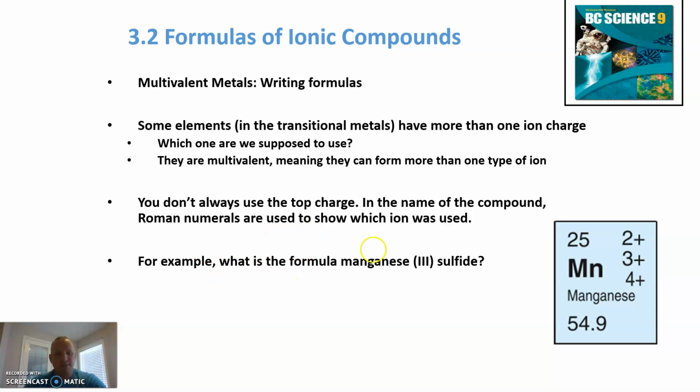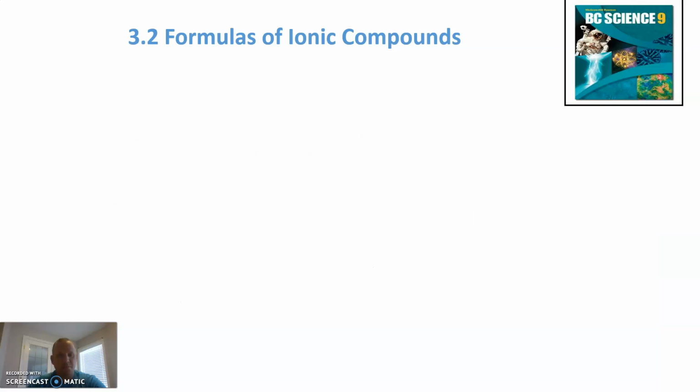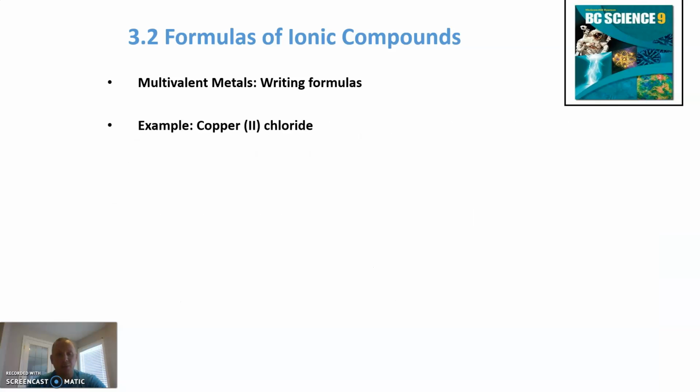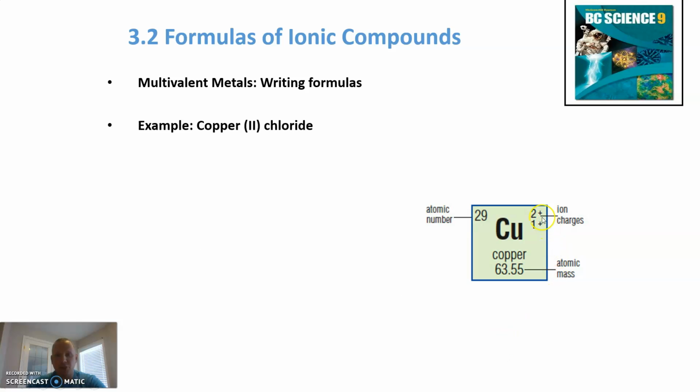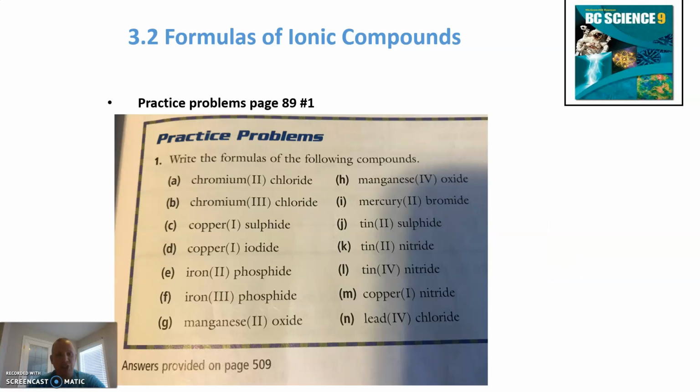So an example of this, if we had to write the formula for manganese(III) sulfide, we know by the Roman numeral 3 it's Mn3+. And then sulfur is always S2-. So it's Mn2S3. Another example, copper(II) chloride. Copper can either be 2+ or 1+. Because it's copper(II), it's a copper 2+. So the formula is there's 1 copper and there's 2 chlorines. So CuCl2.